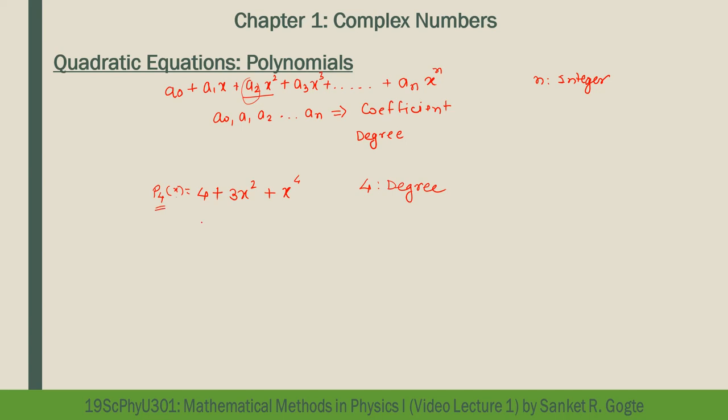Similarly, let's consider another example. 1 plus 2x square plus 5x cube plus 0 into x raised to 4. What is the degree of the polynomial now? Of course, it is 3. Why? Because this term is non-existent. Since the coefficient of x raised to 4 is 0, that term is not there. It is as good as it is not there, and therefore this polynomial has degree 3.